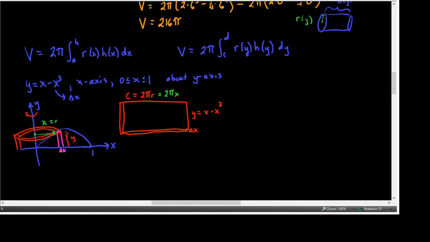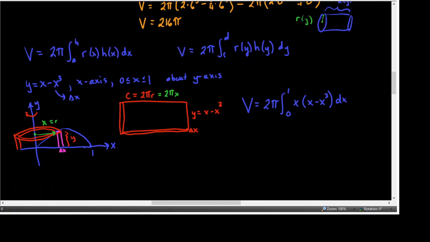All right, so the integral, therefore, would be 2 pi times the integral from, now the original region goes from 0 to 1, so make sure that that's what your bounds are, 0 to 1. So 2 pi x is the length, the 2 pi has just been pulled out, times the width, which is x minus x cubed, times the height of the prism, delta x, which becomes dx over here.